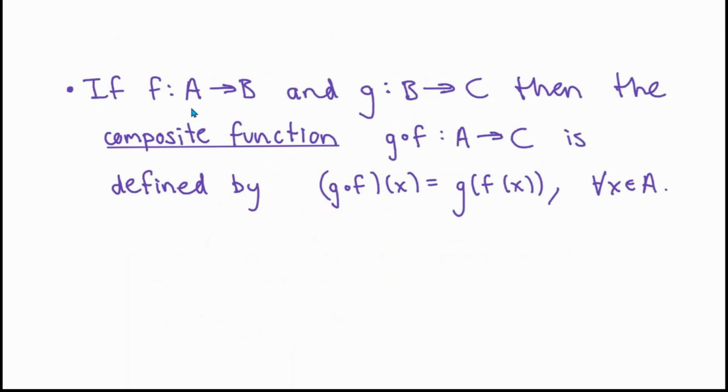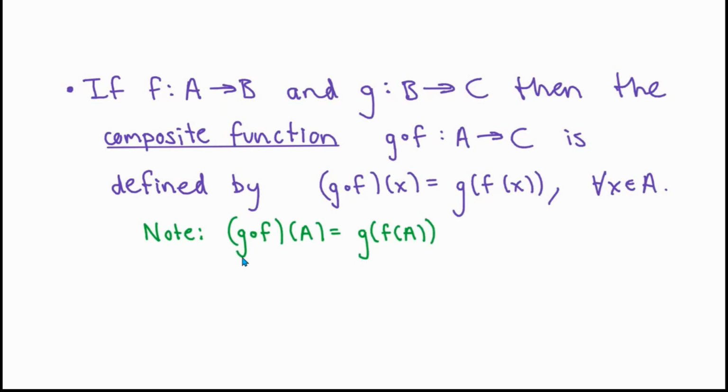Another definition which I hope is familiar to most people is the definition of a composite of two functions. Let's suppose that I have two functions f from A to B and g from B to C. Then the composite function, denoted g circle f, is the function from A to C defined by g circle f of x is equal to g of f of x. This makes sense because if x is in A, then f of x is in B, so it's something that we can feed into the function g to get out something in C.